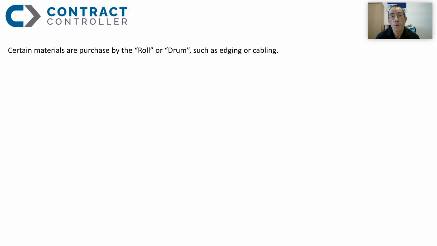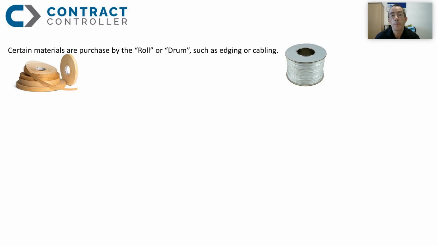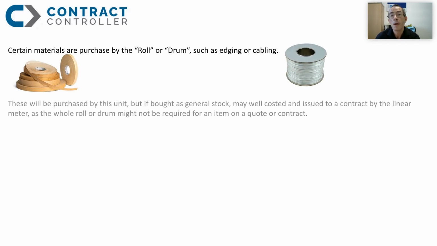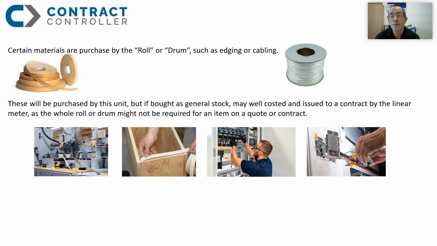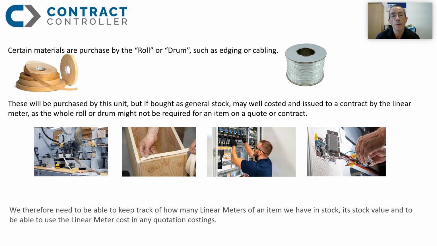Certain materials are bought by the roll or drum, such as edging or cabling. However, if they're purchased for stock, you might not necessarily use the whole roll or drum on an item or contract. So the item needs to be issued to a contract by the linear meter. This will also be true when using the material on an item in a quotation.